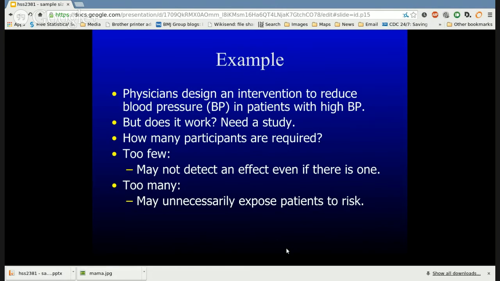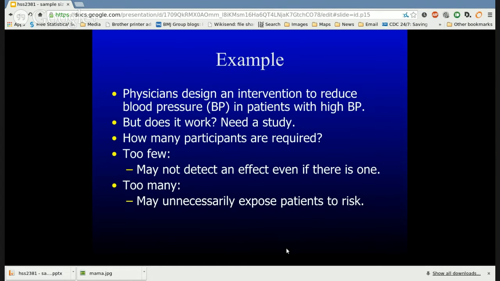So the example we're going to work with today is this. Physicians or epidemiologists or health science students, doesn't matter, but somebody designs an intervention, a drug, let's say, or some kind of therapy that reduces the blood pressure of patients who already have high blood pressure. Does it work? We don't know. So we're going to commission a study. And to do this study, we're going to have to figure out how many people must be recruited into the study to determine if indeed the drug works. And this happens every day, and very often they contact my friend Nick to do the calculation. And this is a simple example of what he does.